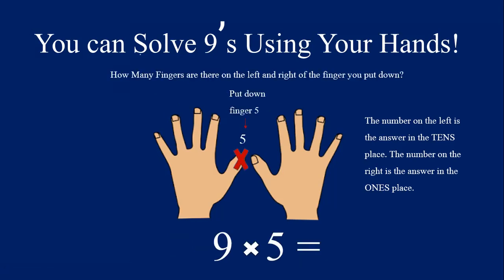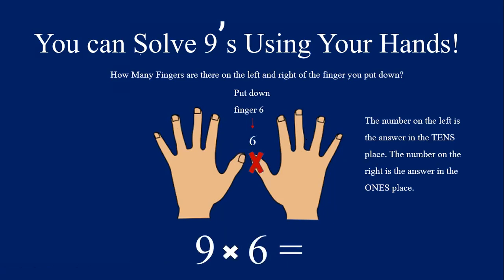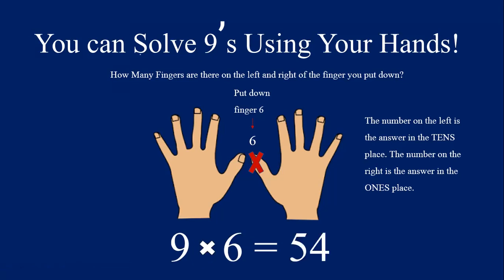Let's try 9 times 5. Put down your fifth finger. How many fingers are up on the left? 1, 2, 3, 4. How many fingers are up on the right? 1, 2, 3, 4, 5. 4, 5, or 45 is the correct answer. Let's try 9 times 6. Put down that sixth finger. How many fingers are up on the left? 5. How many fingers are up on the right? 4. So our answer is a 5 and a 4, and that's 54.